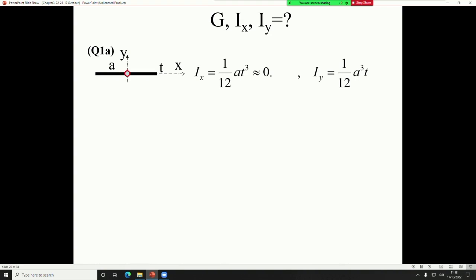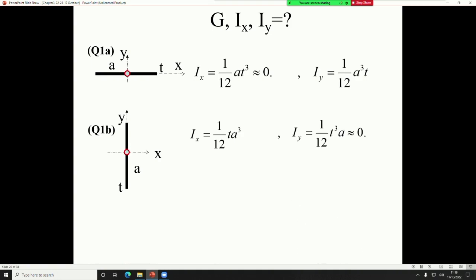Now I'm going to rotate it by 90 degrees. So now we are working on this panel. Say it's quite long and you're looking at just its cross-section. Again, x and y axes are passing through the center of gravity of the section at the moment. They are its central axes. So Ix is equal to 1 over 12 b h cubed. b is equal to t. Height is equal to a, so it's equal to 1 over 12 t a cubed. And the other one is almost equal to 0.